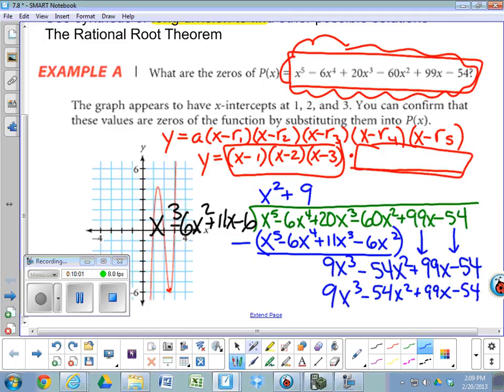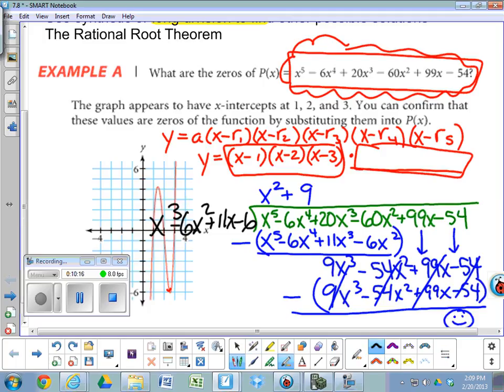And what's 9 times negative 6? Negative 54. And when I put a big line under this and subtract the whole thing, what's the remainder? These cancel, these cancel, these cancel, these cancel. The remainder is 0. So this is what we were missing.